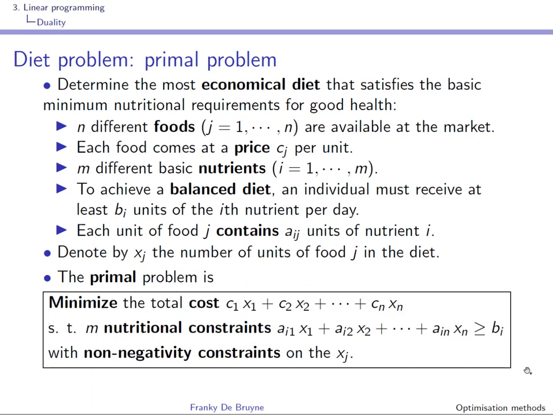Each unit of food j contains aij units of nutrient i. So for each nutrient i, we have to ensure that the diet gives you a supply of the nutrient that is higher than what each individual must receive per day, and this imposes m constraints, and they are of this type over here. And of course we have non-negativity constraints on the xj.